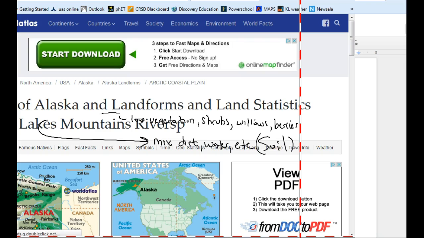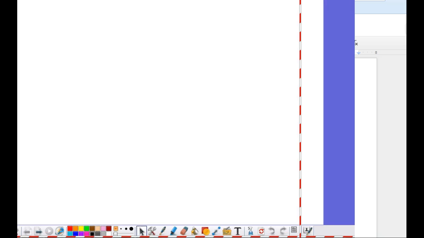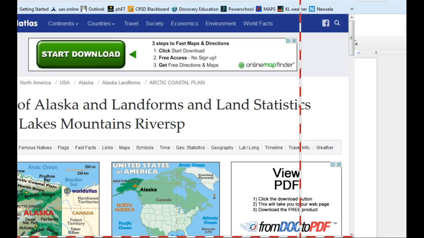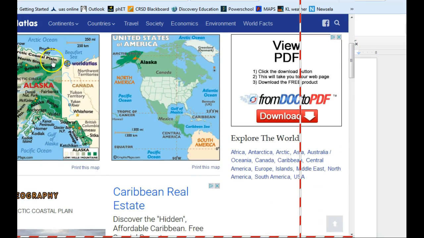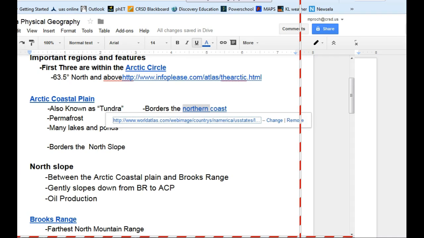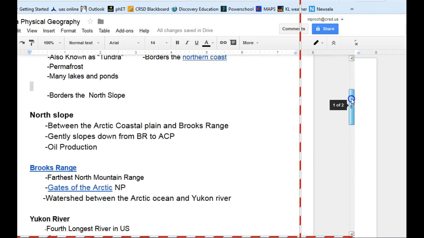So if you go back to that, I'm going to get out of this so you can see it real quick. Okay, so this kind of gives us a picture of it. I'll bring this map down here. But here's your Arctic coastal plain, just this small area right here. It borders something called the Northern Slope and then the Brooks Range. So if we come back to our notes, so that's the Arctic coastal plain. And again, it borders the Northern Slope.